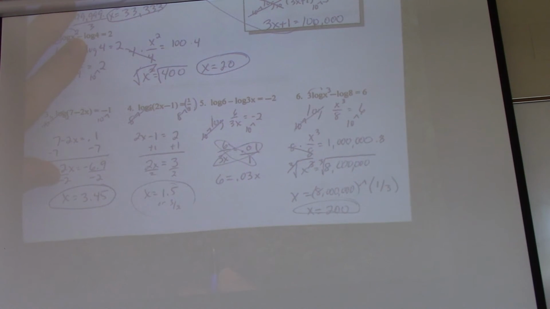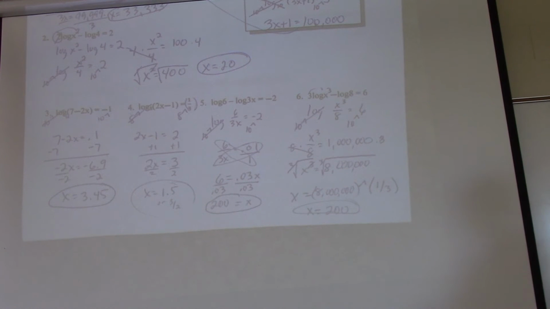0.03x. So anytime you get something like this with a fraction, just put it over 1 and cross multiply and divide. So again here, I divide by 0.03 to both sides, and I will just tell you, just so happens the answer is 200 here as well.